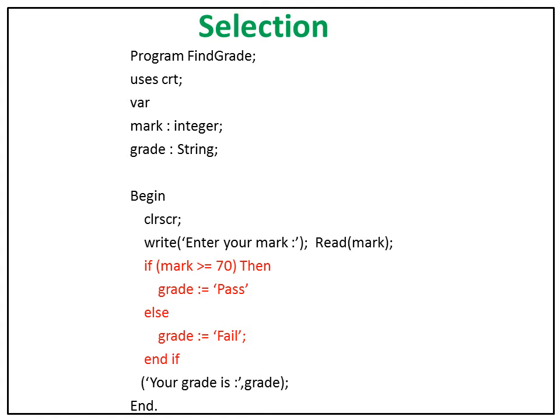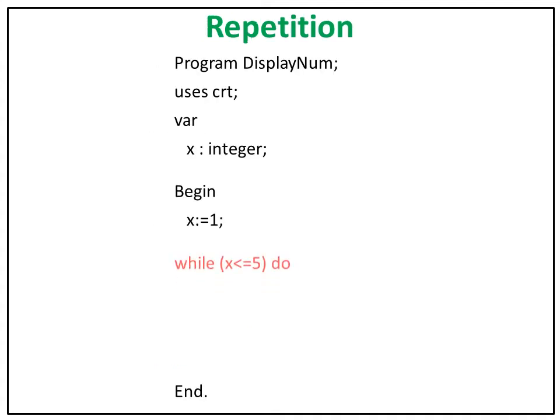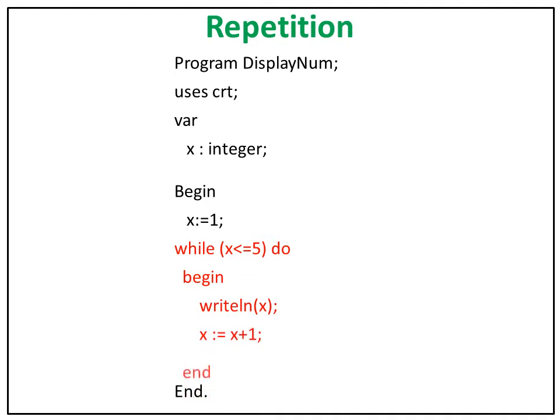When we write Pascal code, we properly indent the program. Then it becomes more readable and understandable. Repetition. Repetition is to execute instructions repeatedly while a given condition is true. That is, repetition represents loops. At the beginning of the loop and end of the loop, we don't give semicolon.